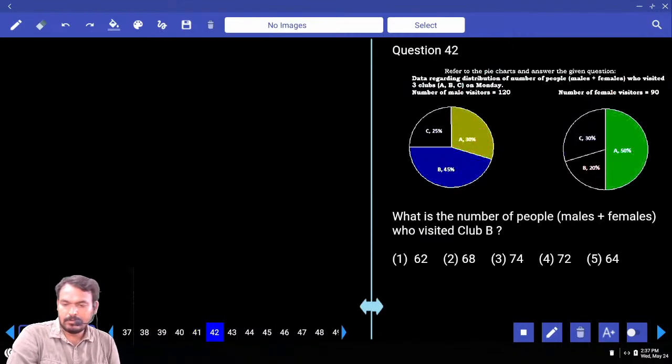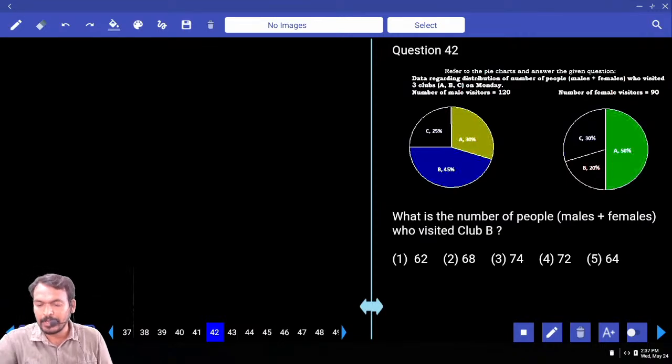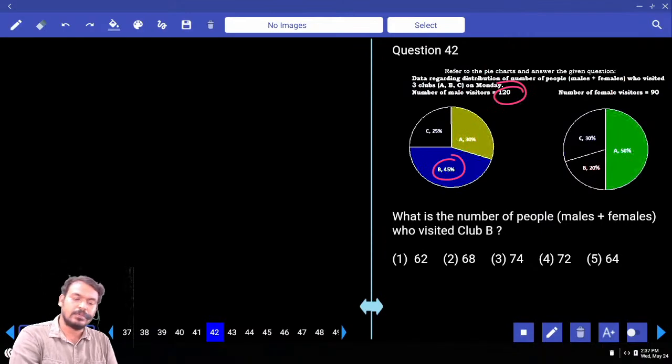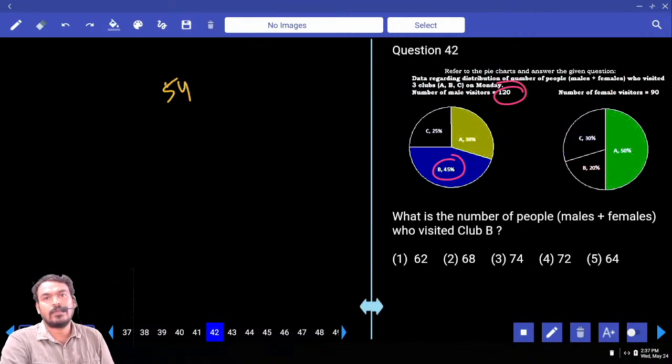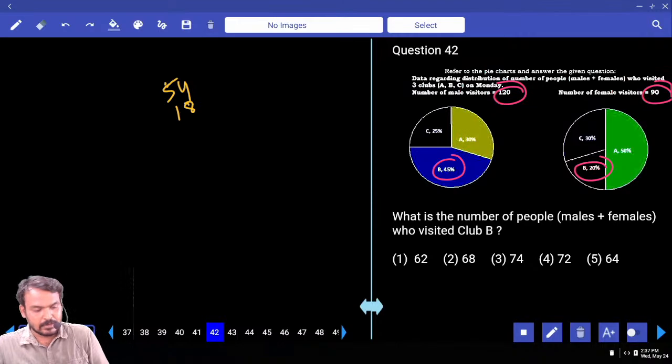Next question number 42. What is the number of people, male plus female, who visited club B? 45% of which one? 120 means 54 or 100. 54 or 66? 54. Next 20% of 90. 18 or 100. Total 72.